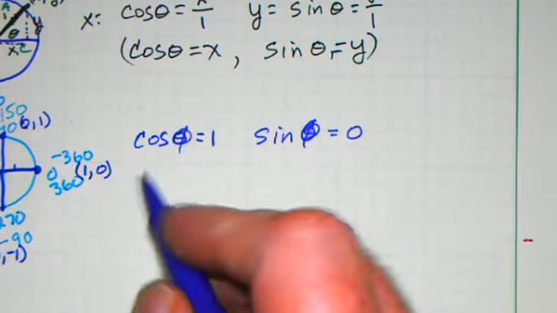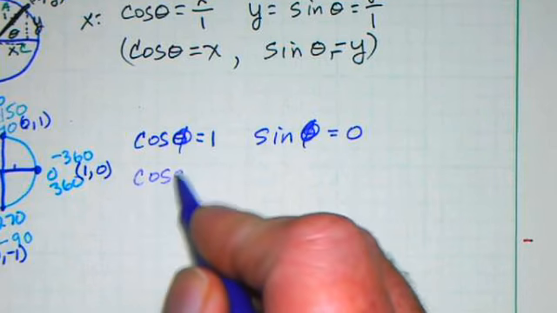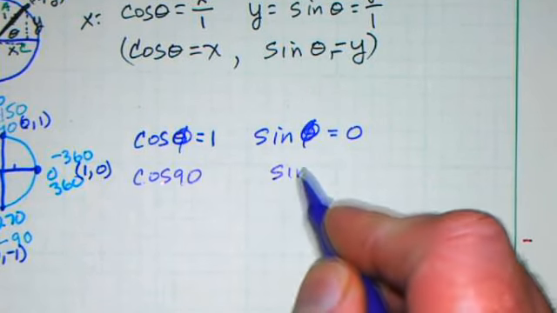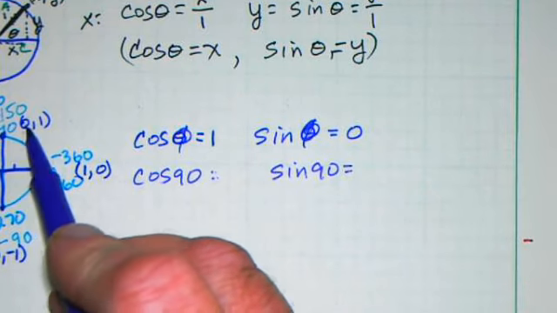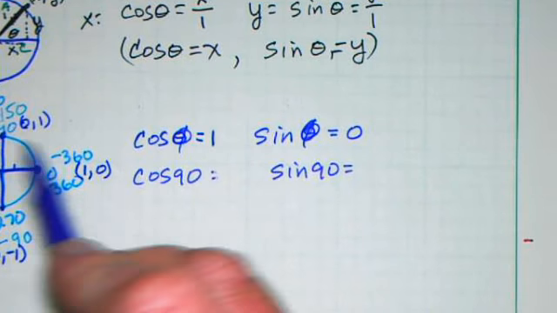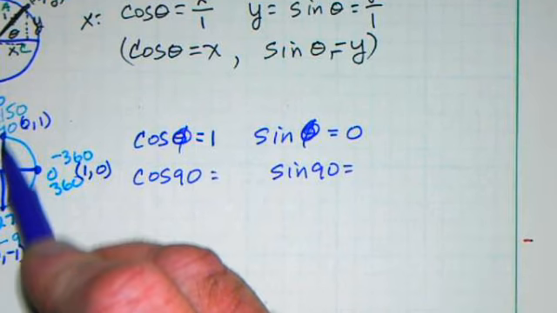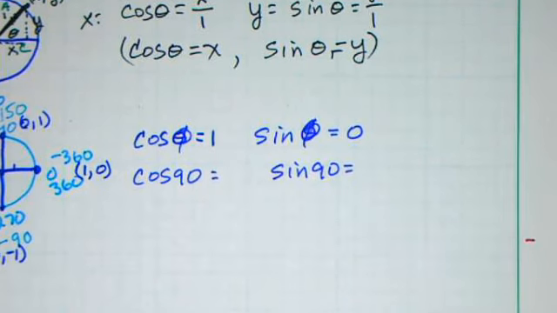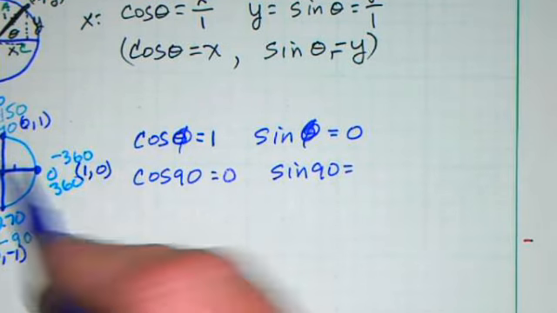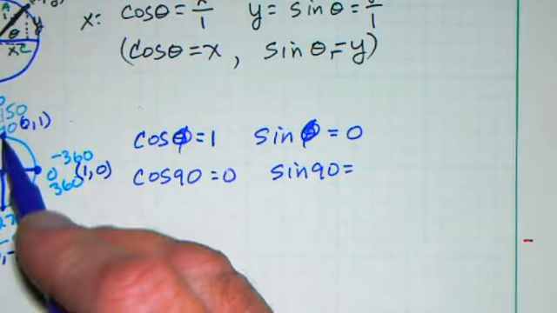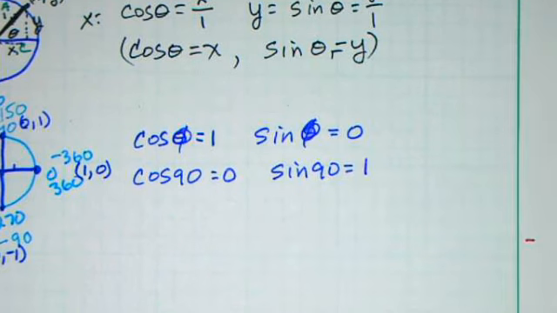For 90 degrees, cosine 90, sine 90. The cosine of 90 has an x coordinate. Well, this 90-degree angle has an x coordinate of 0 as the endpoint, so the cosine of 90 is 0, and the y coordinate is a 1, so sine of 90 is a 1.